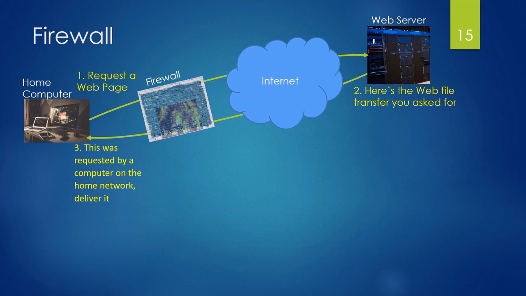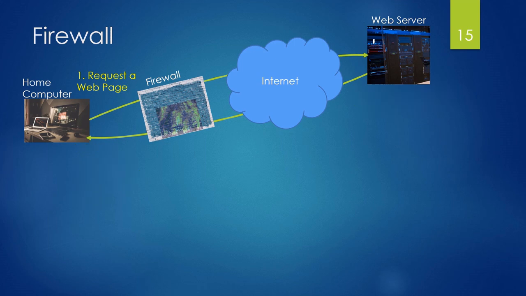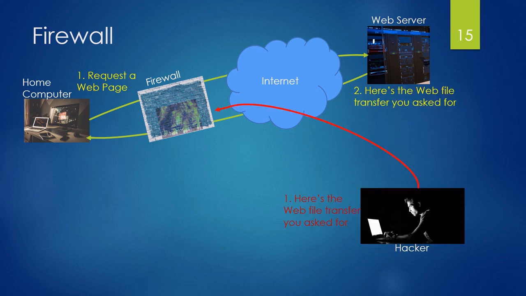Now we are going to see what happens if you receive information that you have not requested. So first, again, the user will request a web page. It will go through the firewall, through the internet, and to the web server. When the web server replies to this request, as you can see, the hacker also sends in some information. The web server will say, here's the web file transfer you asked for, and the hacker will also send another file that you have not requested.